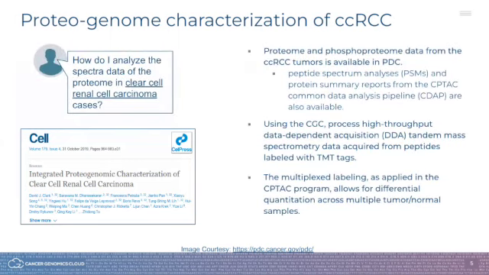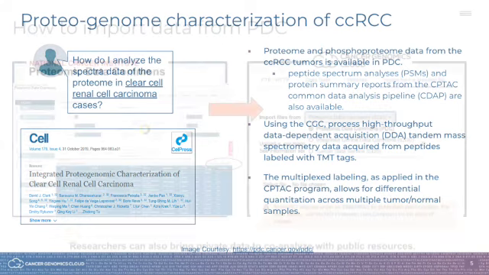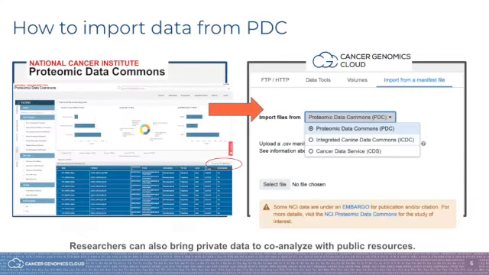The proteome and phosphoproteome data is available in the Protein Data Commons, or the PDC for short. In addition, you can find peptide spectrum analyses and protein summary reports. The PDC is part of the Cancer Research Data Commons, the CRDC infrastructure, and their goal is to democratize access to cancer data. By visiting the website, you can obtain any kind of protein data that you're looking for. Using the CGC, you can easily import this data from the PDC, which I'll show you in just a moment, and process it using the many different tools that we offer, including the one you just heard about in the first half of the webinar, FragPipe.